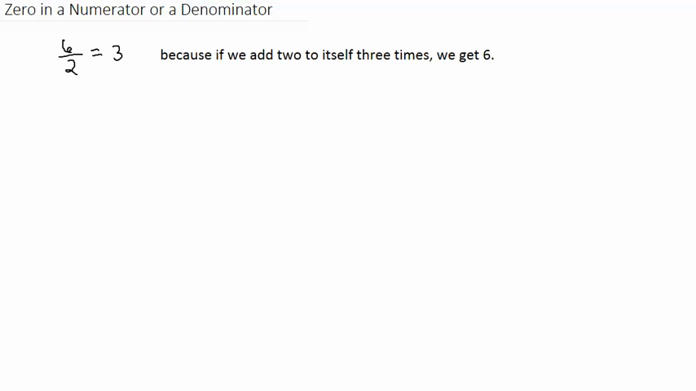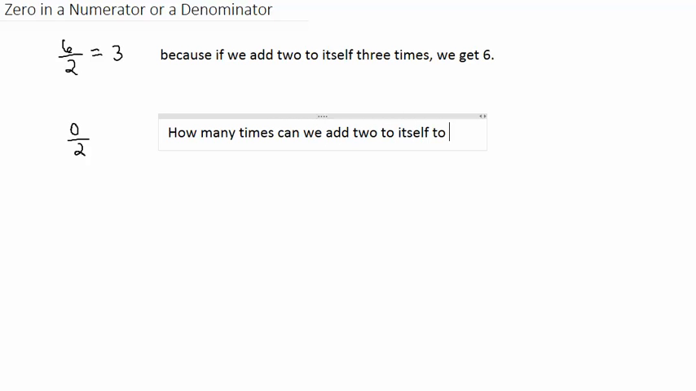All right, so now let's do something similar, but let's use 0 in the place of the 6. So 0 over 2. And so the way to think about that is, how many times can we add 2 to itself to get 0? And so that's the question we're trying to ask. How many 2's does it take to get 0?